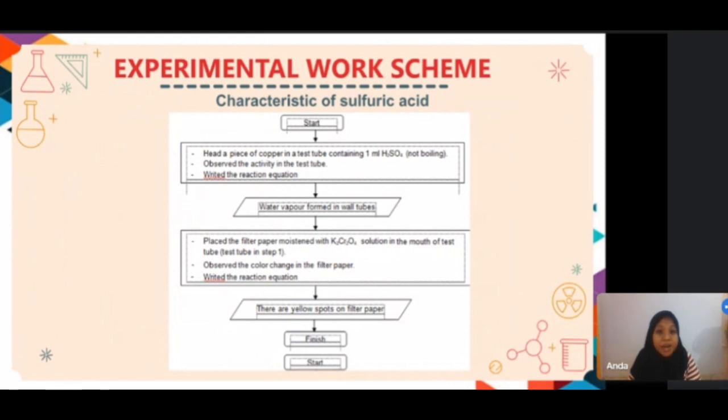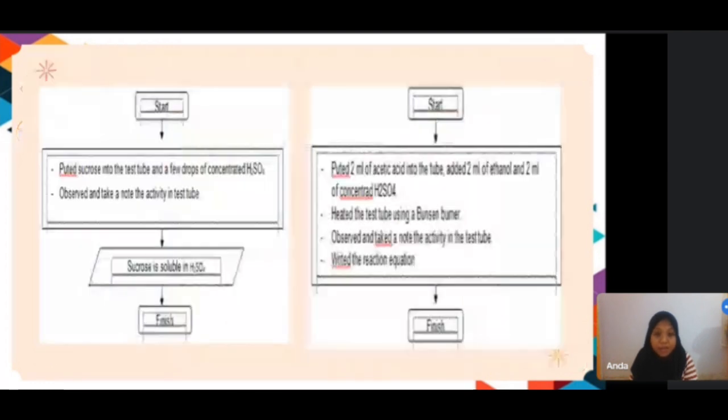Experimental work scheme, characteristic of sulfuric acid, start. Heat a piece of copper in a test tube containing 1 molar H2SO4 until not boiling. Observe the activity in the test tube and write the reaction equation. Water vapor formed in the test tube. Place the filter paper stained with K2Cr2O7 at the mouth of the test tube. Observe the color change on the filter paper with the reaction equation, the spot on the filter paper. Finish, and start.